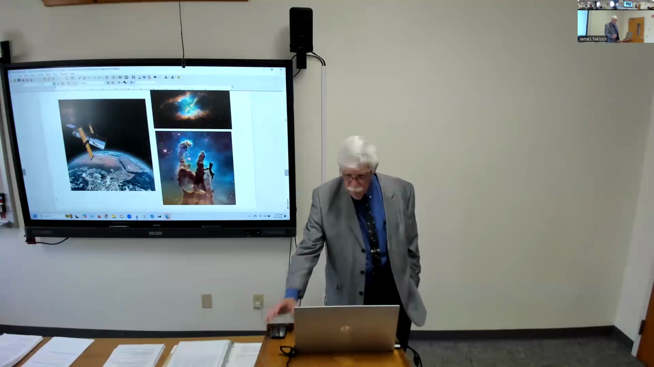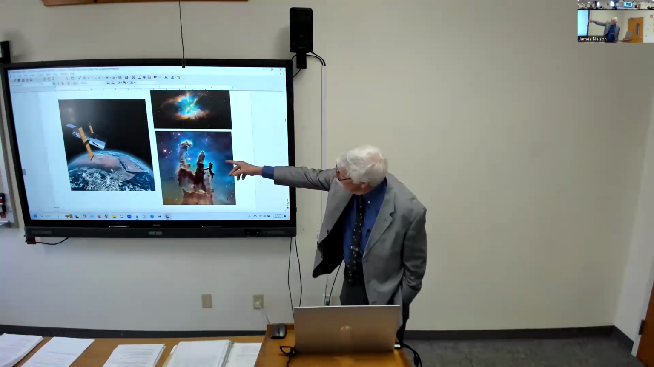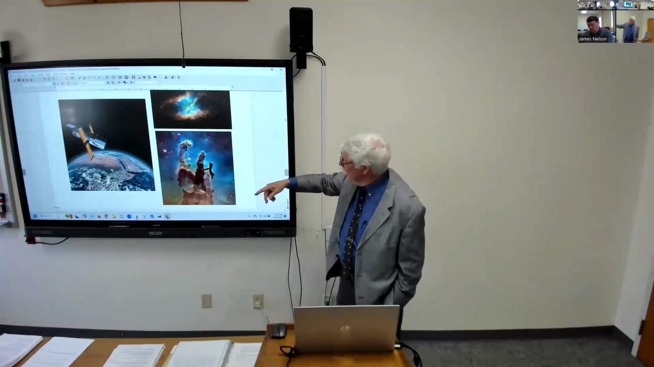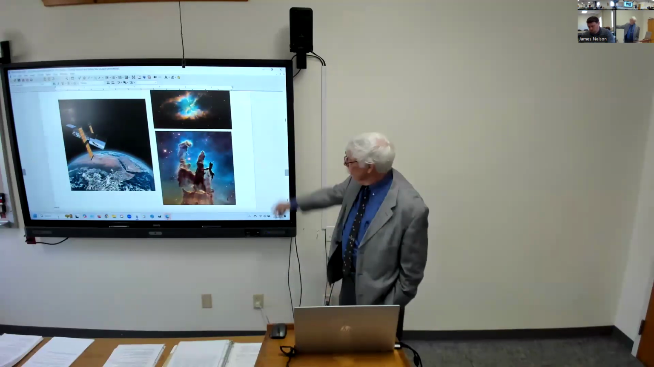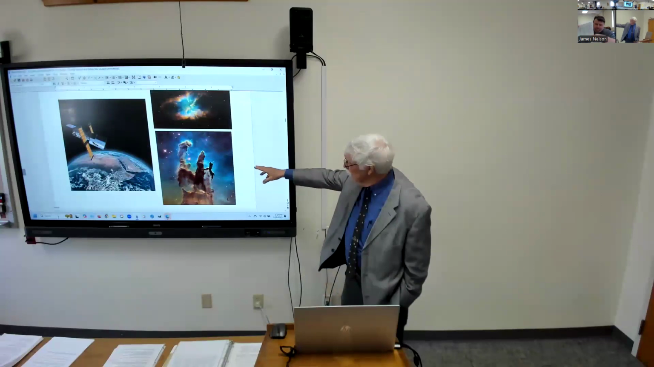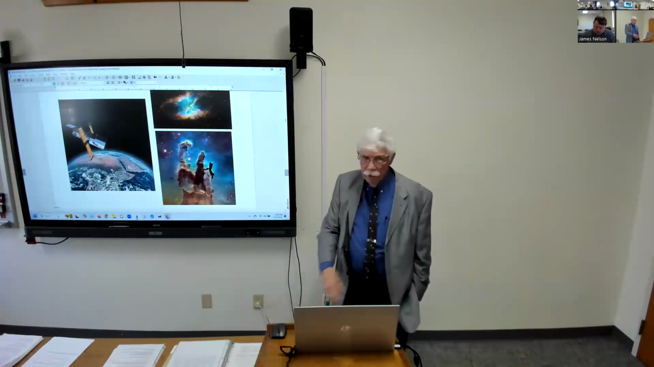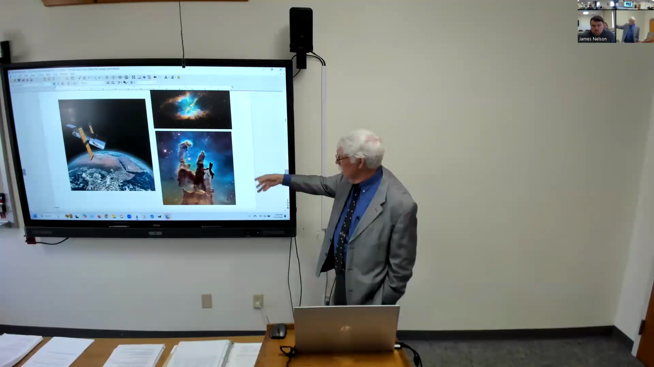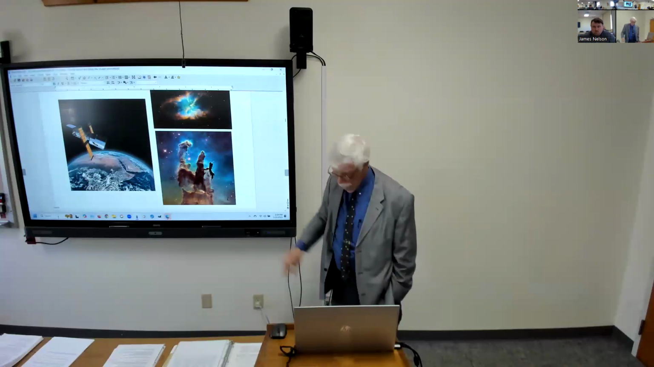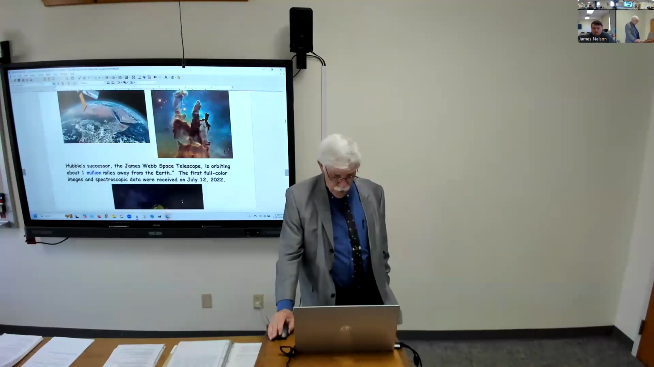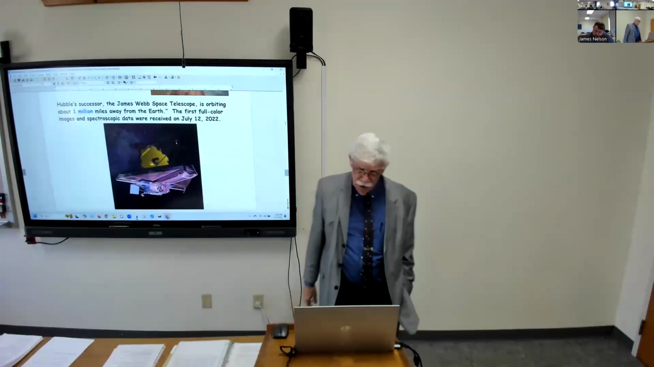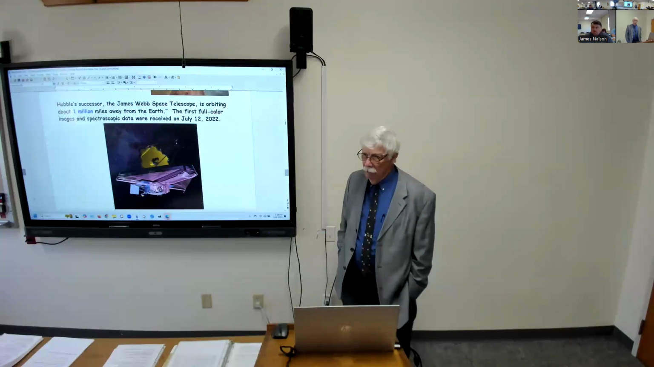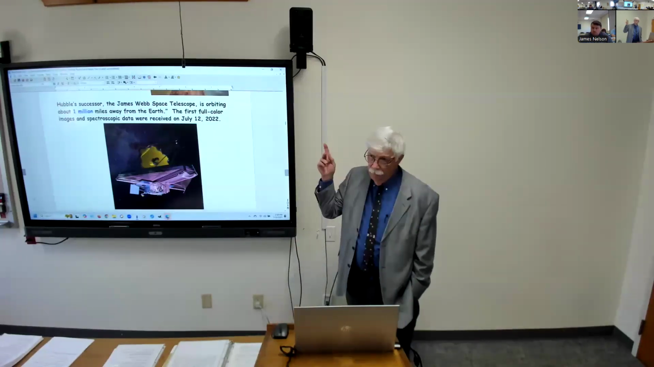So this is Hubble. That's the Hubble telescope going around at 353 miles above our Earth and taking pictures. These are colored. They didn't just take this picture and it was like this, like I take my camera out and take a picture. They have wavelengths, and they colorize the wavelengths so you can see the distinctions. That's what they did with James Webb. So Hubble's successor, the James Webb Telescope, is orbiting about 1 million miles away from Earth. So it's way out there.